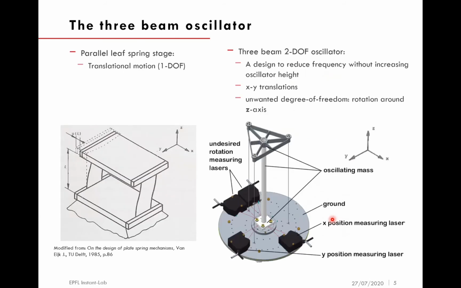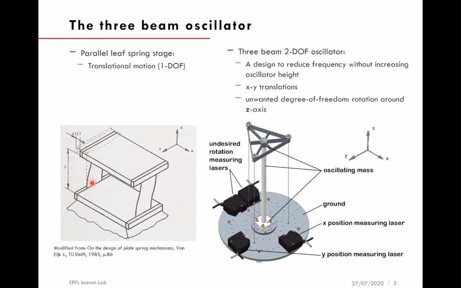The new oscillator we proposed is based on flexures, which provide both the desired kinematics as well as the restoring force. Indeed, flexures act as springs which bring the mass back to its neutral position. The design is based on the parallel leaf spring stage, in which the mobile mass is linked to the ground by 2 parallel leaf springs. This mechanism has a translational motion along the x-axis and therefore has only 1 degree of freedom.